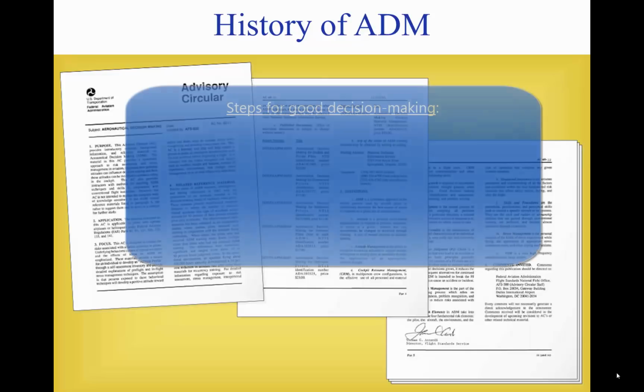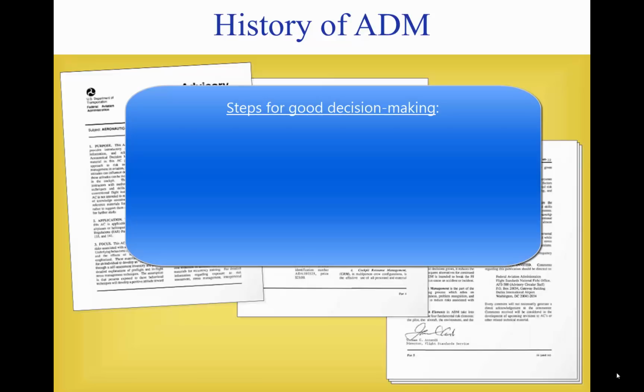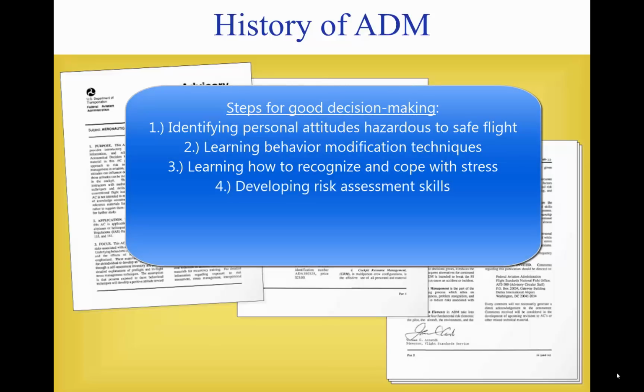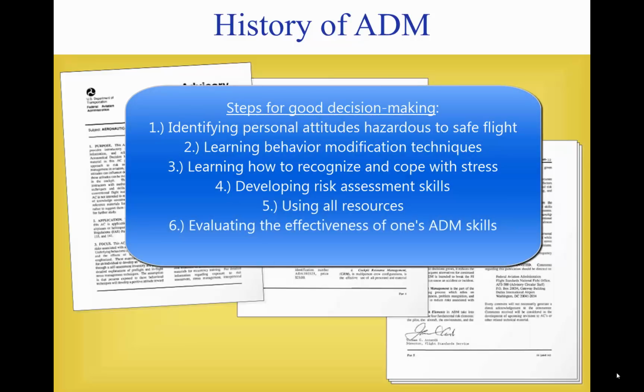The ADM process addresses all aspects of decision-making in the flight deck and identifies the steps involved in good decision-making. Steps for good decision-making are: 1. Identifying personal attitudes hazardous to safe flight. 2. Learning behavior modification techniques. 3. Learning how to recognize and cope with stress. 4. Developing risk assessment skills. 5. Using all resources. 6. Evaluating the effectiveness of one's ADM skills.